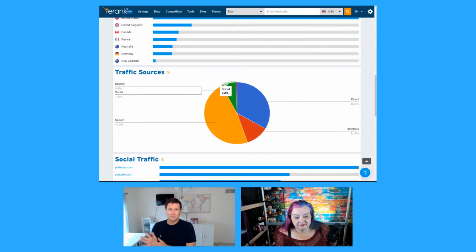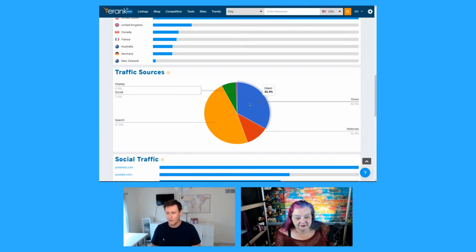Despite what you may think about Pinterest and Facebook, search is still the main beast. That's how they get to Etsy. Social is still very significant, 7%. We have got display advertising, so that's kind of fair. Display advertising is very expensive, so I wouldn't be expecting Etsy to be spending hundreds of millions of dollars on advertising, so that's why that's fairly low.